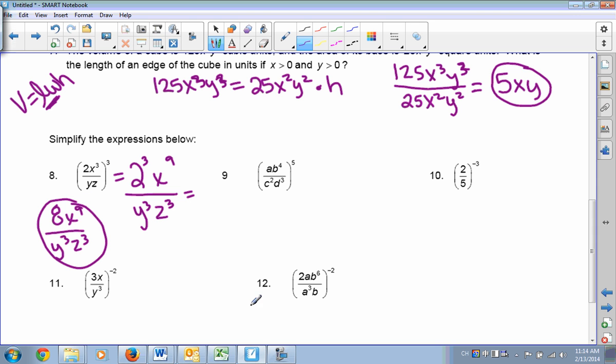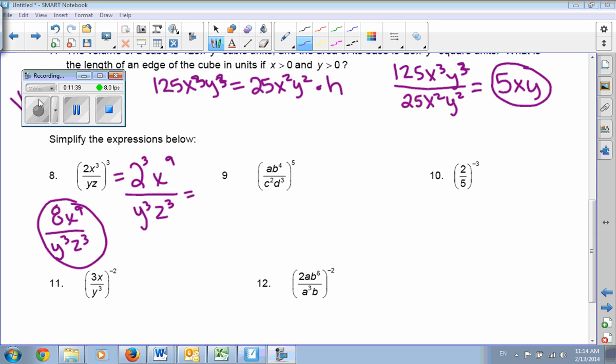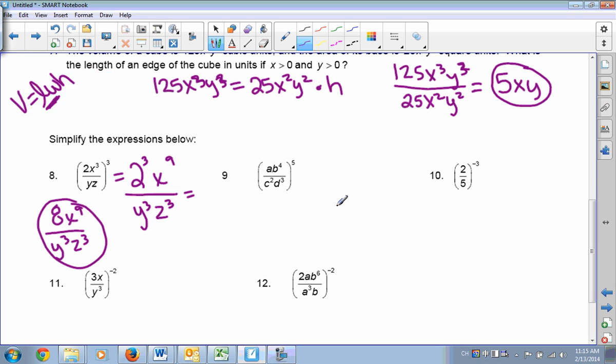Okay, try number 9 on your own. Okay, so yeah, there is not much we can do in this situation except for distribute our exponent because we don't have any common bases. A to the 5th, b to the 20th, over c to the 10th, d to the 15th. Can we simplify it from there? Nope, we're done.